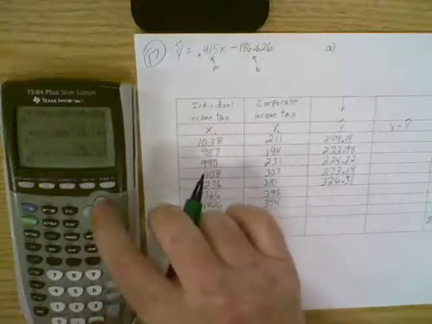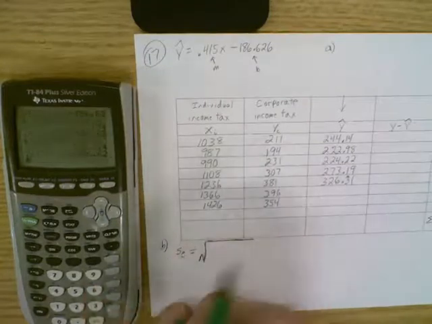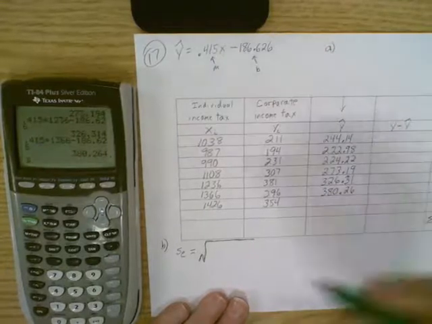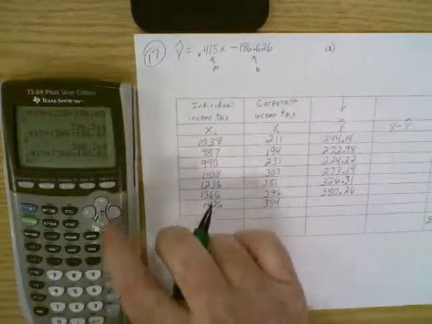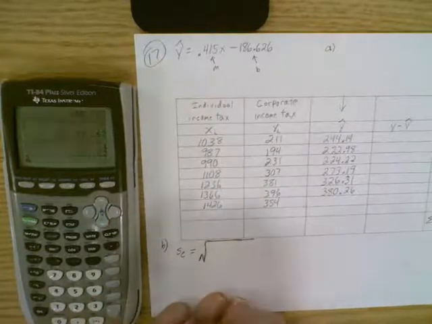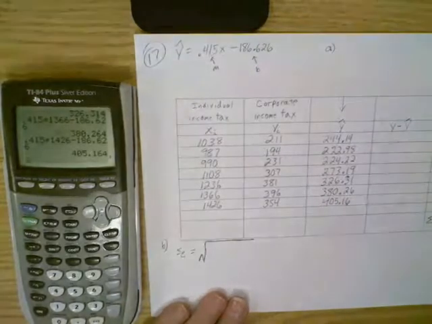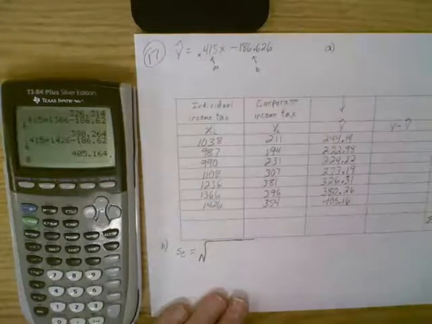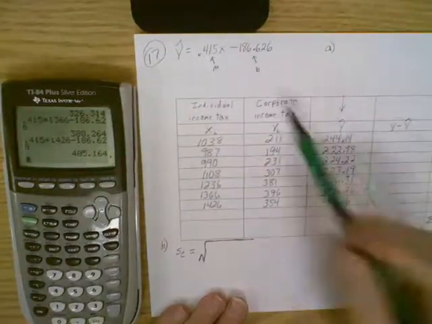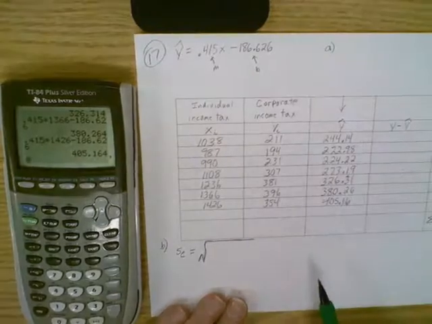Second, enter, go back up to the equation again, 1366, hit enter, 380.26. Second, enter, put in 1426 this time, 405.16. So that's all our predicted Y's, just plugging them into our regression equation and getting what we're predicting it should be for this X off that regression line.